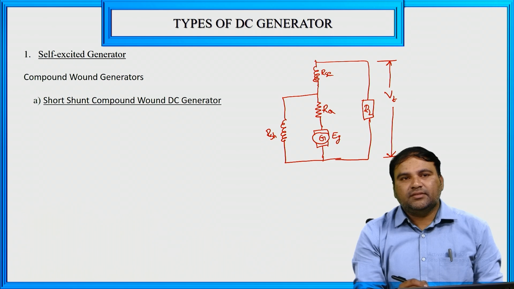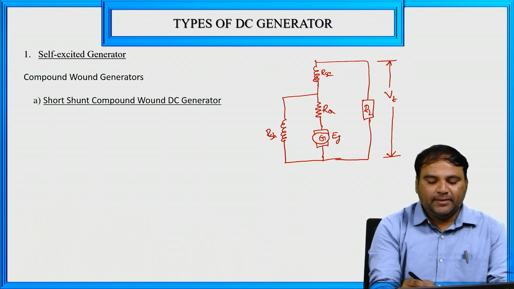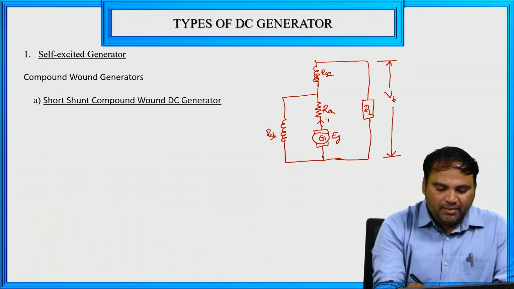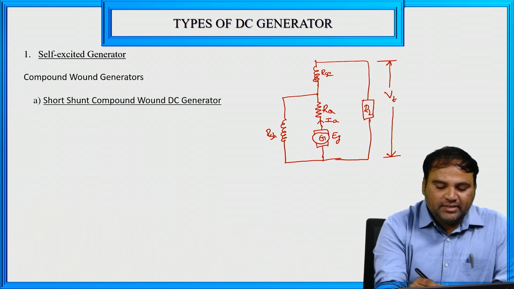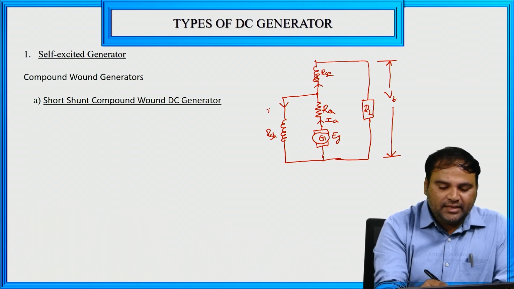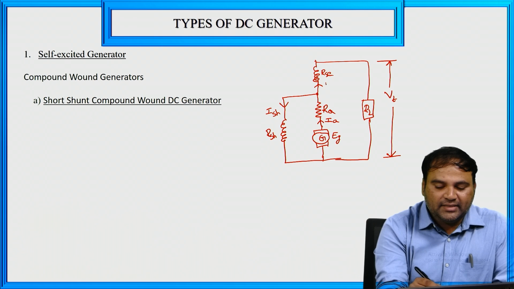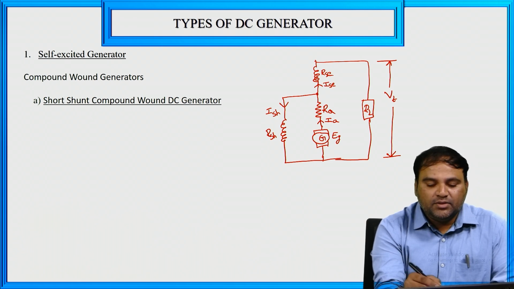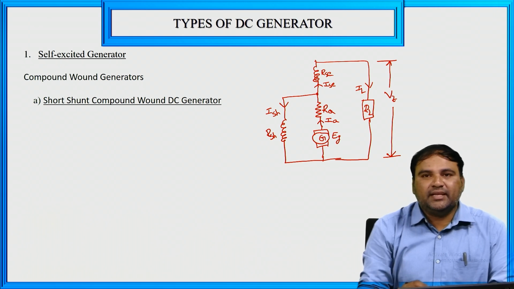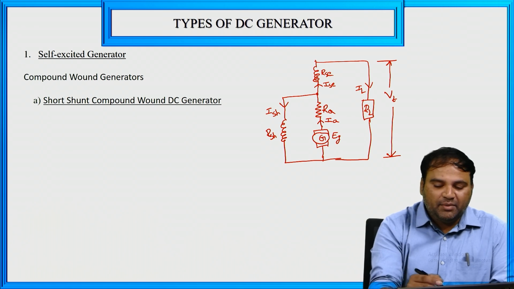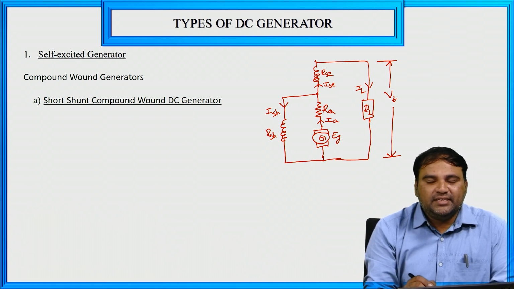Now for this short shunt compound DC generator, we need to give the current directions. Through the armature resistance, I am taking the armature current IA. At this node point, the current divides. The current through RSH I am taking as ISH, the current through RSC as ISC, and the current through RL as IL. Across this load we have the terminal voltage VT. So this diagram belongs to the short shunt compound DC generator.